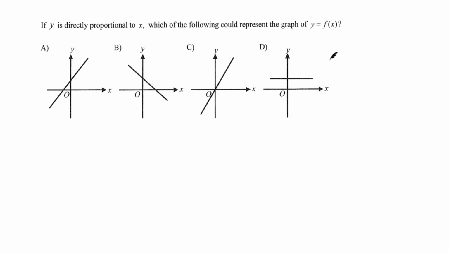Another interesting question, and you know we just love graphs, so we can't let go of them. We can't ignore them. It's just not possible. Okay, if y is directly proportional to x, which of the following could represent the graph of y equals f of x? If they're directly proportional, that means it should be an increasing function. So you can easily eliminate option choice B and option choice D. A and C are both increasing functions, but our answer should be option choice C, because y equals 0 when x equals 0. The graph should pass through the origin. Please remember this.